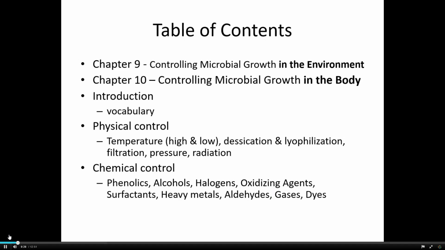We'll define that in the next slide. Chapter 10 is about controlling microbial growth in the body. So that chapter is going to be about antimicrobial medications like antibiotics. Now, Chapter 9 is divided up into three parts. There's an introduction, that's the vocab dump. There is a section on various physical methods of control, and then a section on various chemical methods of control.